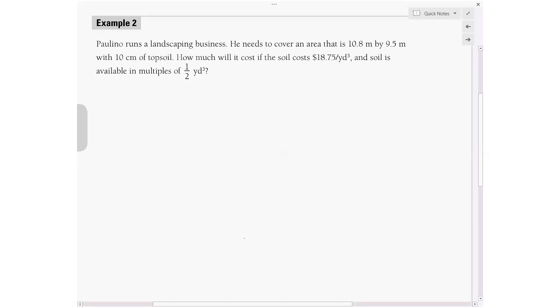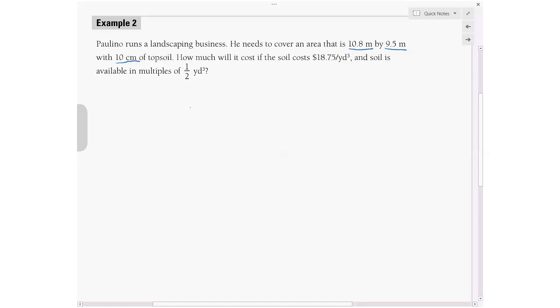In example 2, we have Paulino who runs a landscaping business, and he needs to cover an area that is 10.8 meters by 9.5 meters with 10 centimeters of topsoil. So we want to know how much it will cost if the soil costs $18.75 per cubic yard, and it's available in multiples of half cubic yards.